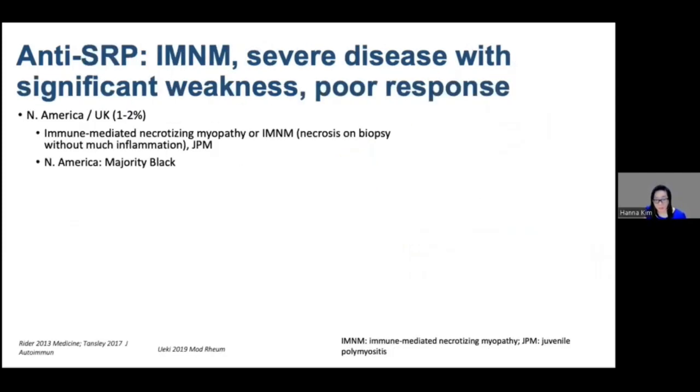Next, anti-SRP is relatively rare. It's in 1 to 2% of North American and United Kingdom, or UK, cohorts, and is one of the MSAs, or myositis-specific autoantibodies, that is part of immune-mediated necrotizing myopathy, or IMNM. This is associated with necrosis, or cell death, on biopsy, and on muscle biopsy there is not much inflammation, which is unique amongst the juvenile myositis population. It can be seen in what was traditionally called juvenile polymyositis, and in North American cohorts, it is majority Black.